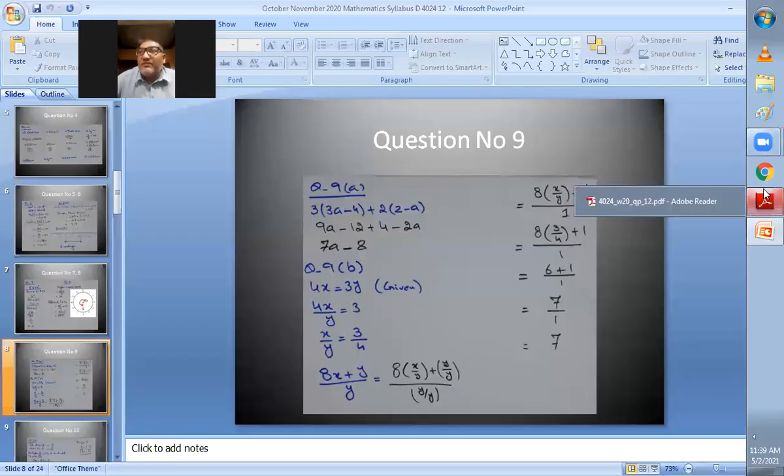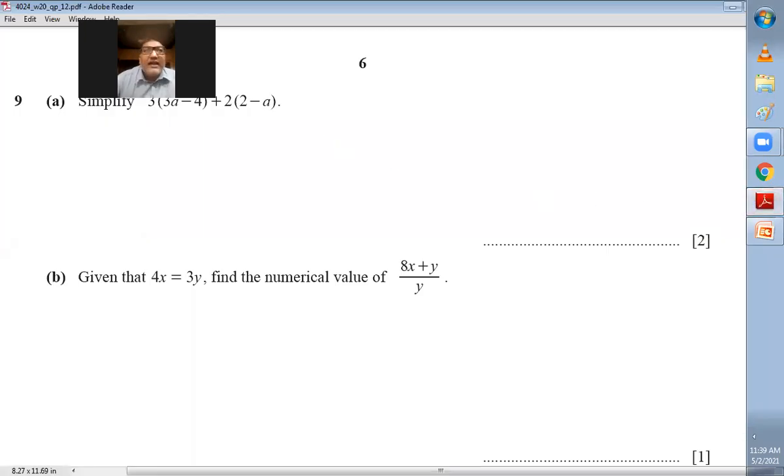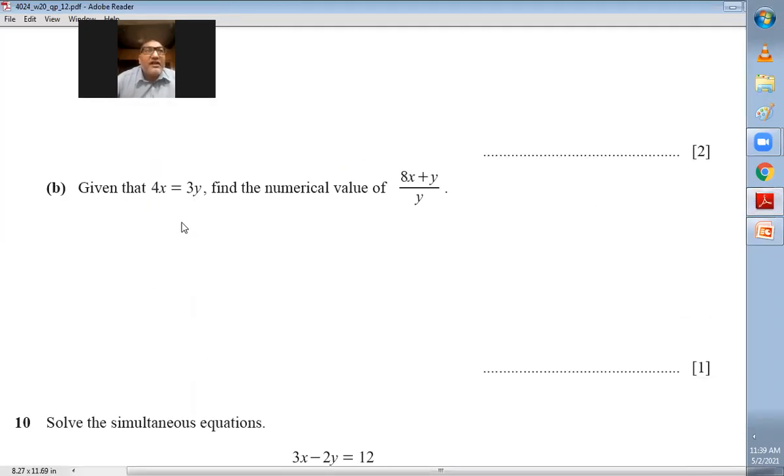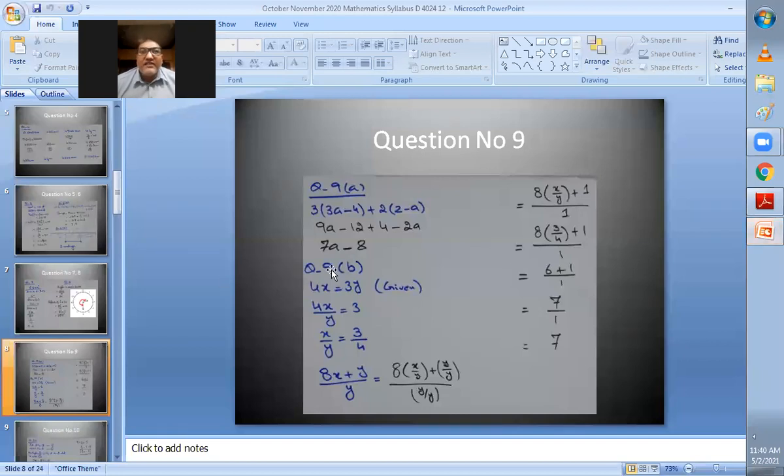Let's go to the B part. In the B part, it says given that 4x is equal to 3y, find the numerical value of (8x plus y) divided by y. So this question, the B part, is not easy. This 1-mark question is a little difficult. So try to understand how I will do this.